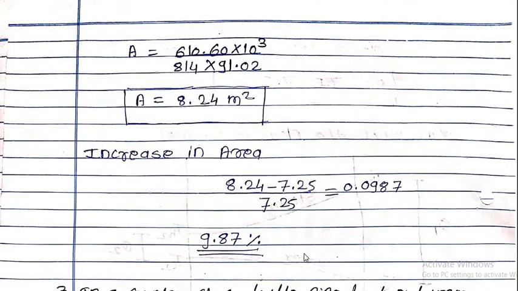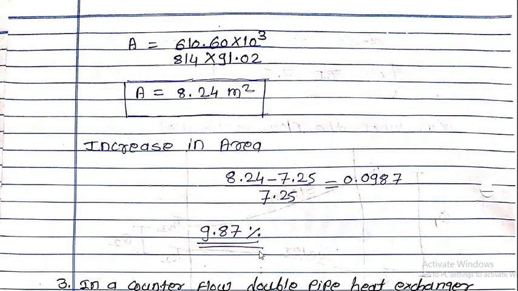So that is nothing but 9.87% area we have to increase in case of a parallel flow to transfer the same amount of heat as that of a counter flow. Okay, so that is our second problem.